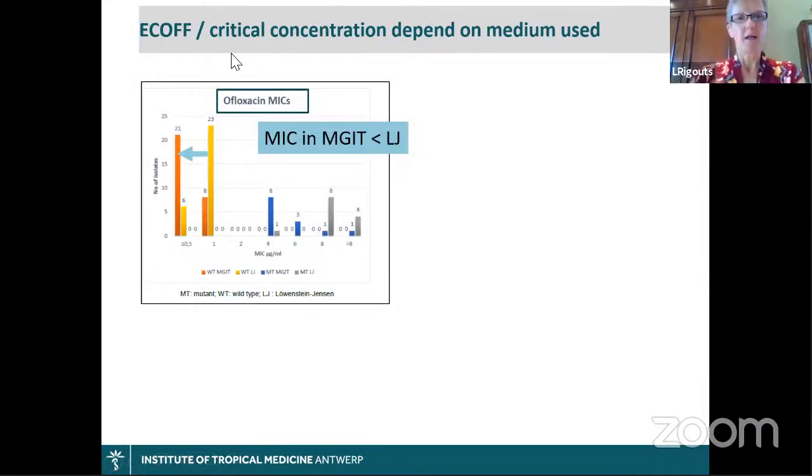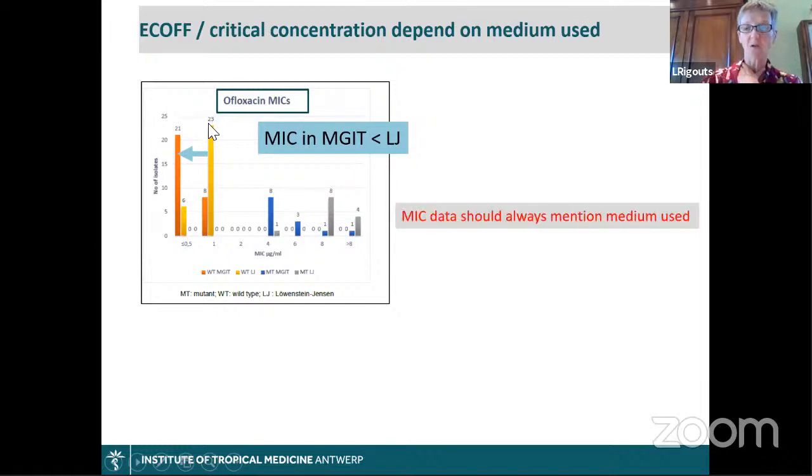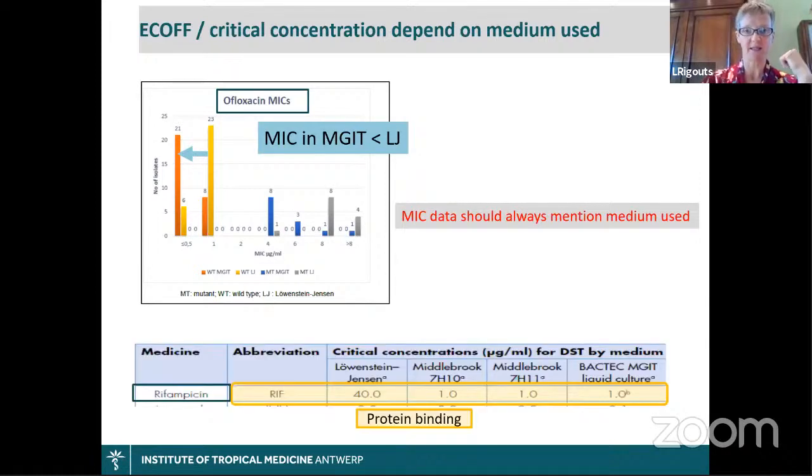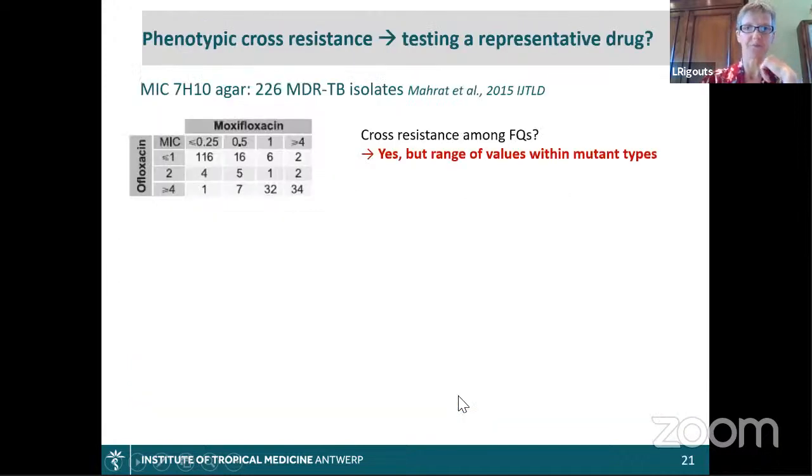As I told you already, the ECOFF and the critical concentration depend on the medium used. In this study here, you can see that the MIC for ofloxacin decreased when MGIT was used compared to Löwenstein. So it is very important in publications and in reports to always mention the medium used when you show MIC data. Also, for rifampicin, for instance, which is very strongly protein binding, the critical concentration in Löwenstein is much higher than the ones in agar and broth medium.